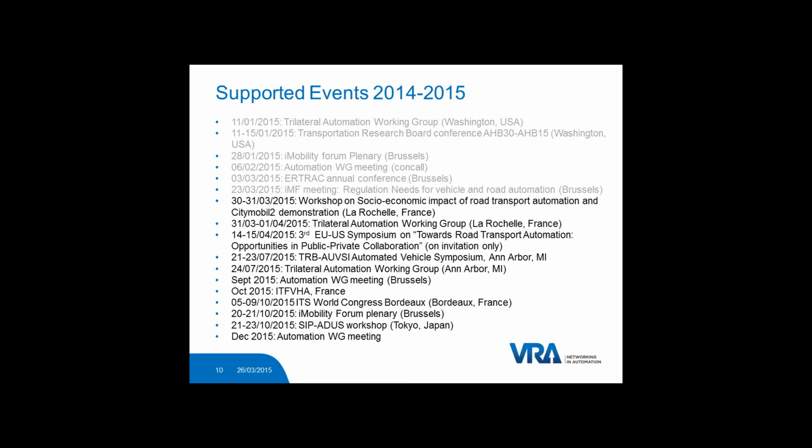Next week we will have a workshop on socio-economic impact of road automation and also CityMobile demonstrations. It's mainly organized by CityMobile 2, followed by a trilateral automation working group meeting. Also a bit later we will have an EU-US symposium organized by DG RTD, European Commission. Later in July, the TRB AUVSI Automated Vehicle Symposium in Ann Arbor.